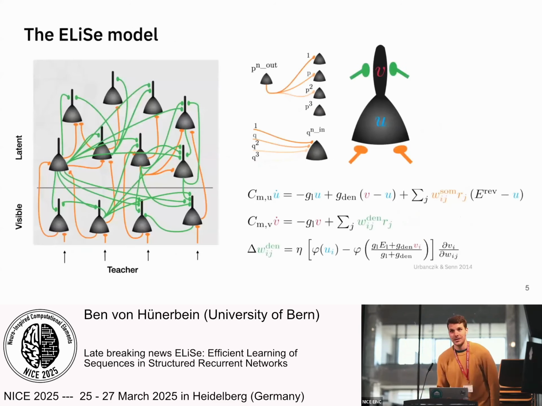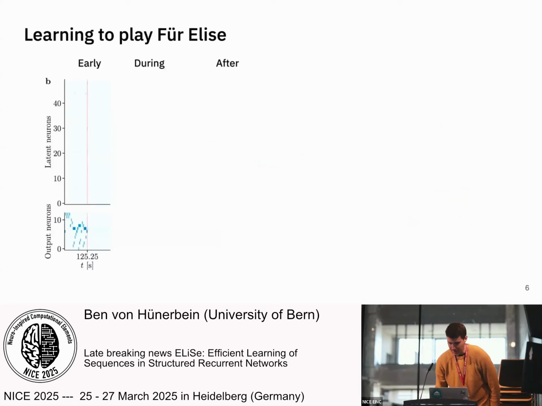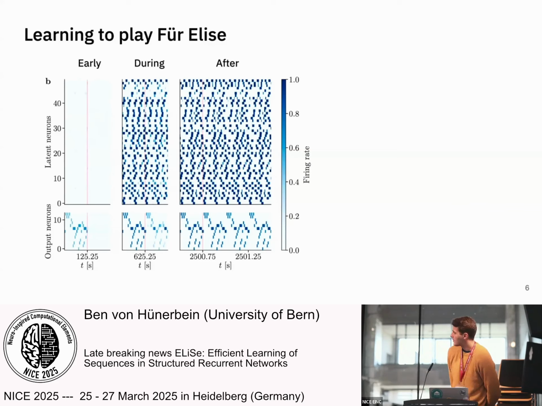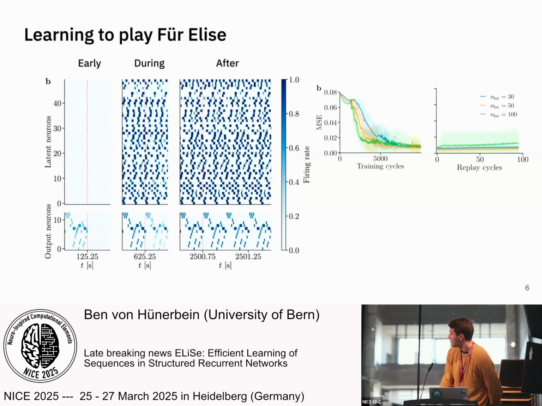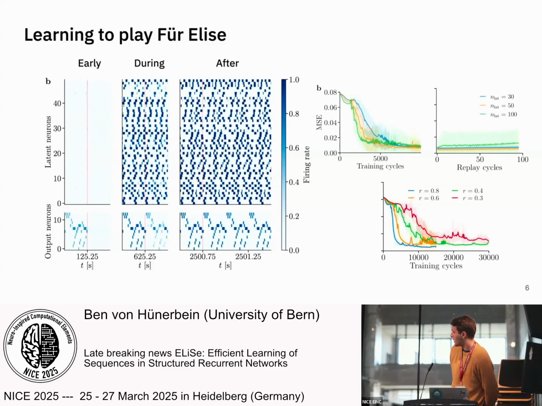That is our model. And now let's teach it to play some sequences. So here we teach our model, maybe you recognize it, to play Für Elise by repeatedly showing the pattern. And we interleave pattern presentations with periods where we remove the teacher and allow the network to replay freely. Initially, the activity in the latent population simply dies out because the connections are not strong enough. But as learning progresses, the activity becomes more and more stable until finally we can remove the teacher and the network continues with replaying. This works across a wide range of parameterizations, including at more biologically plausible sparsities.